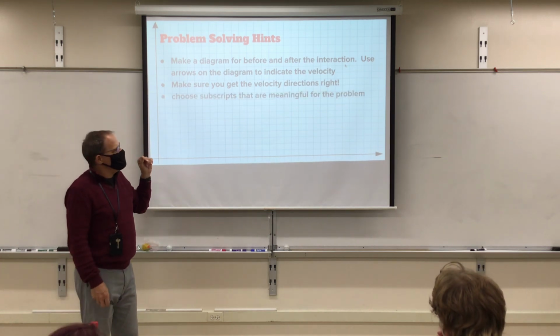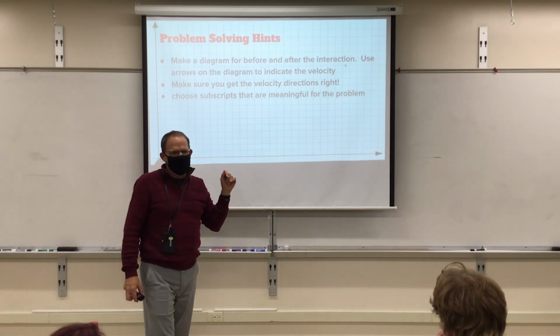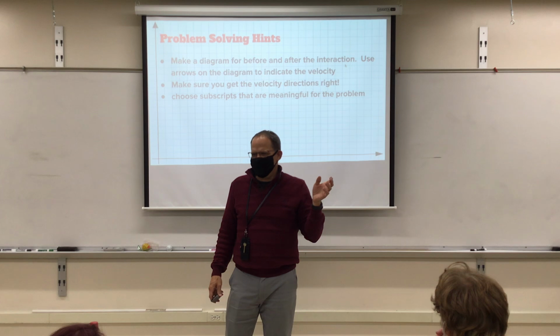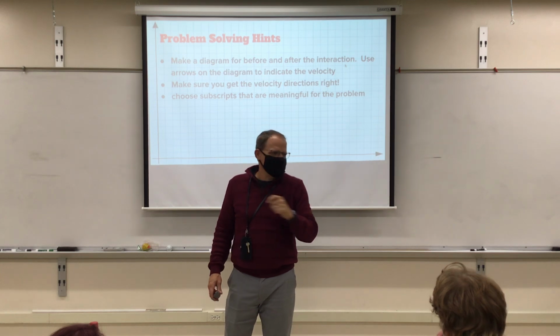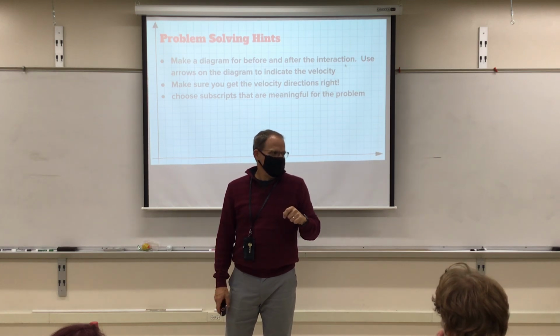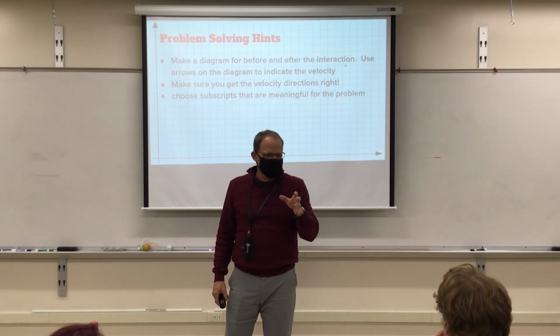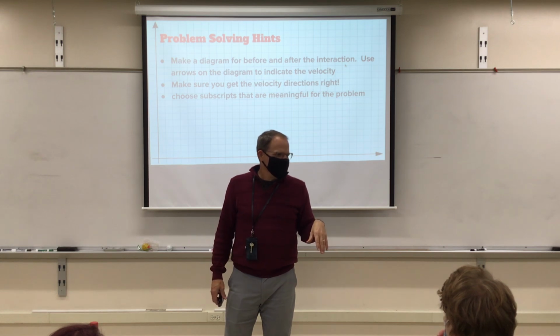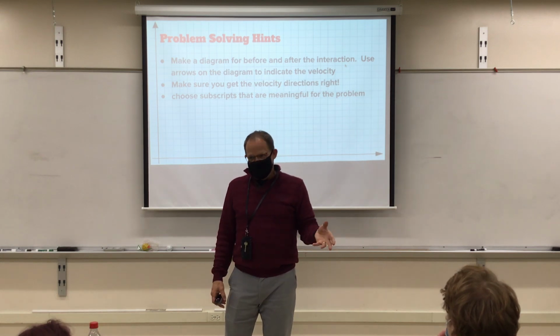Choose subscripts that are meaningful. Some people call it M1 and M2. And then they switch and they get it all reversed and they can't get it right and they don't know what the heck's going on. And half an hour later, they erase it all and start over. Okay? Just choose interesting subscripts that make sense in the context of the problem. If you've got a girl and a pumpkin, use G and P. If you've got a bullet and a block, you're in trouble.